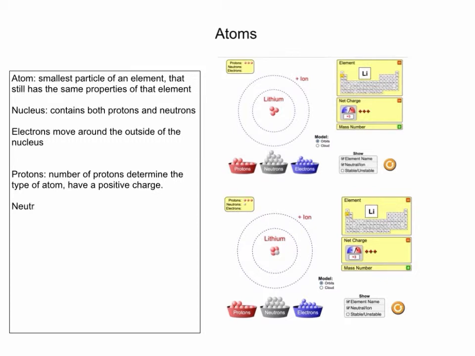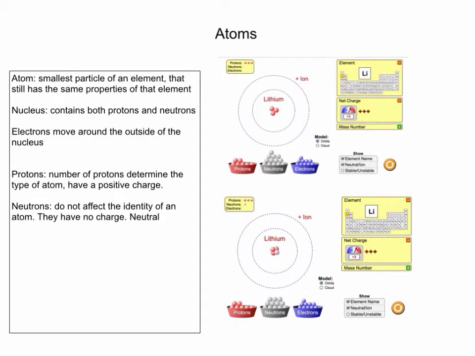So neutrons do not affect the identity of an atom, and they have no charge. Another way to say this is they are neutral.